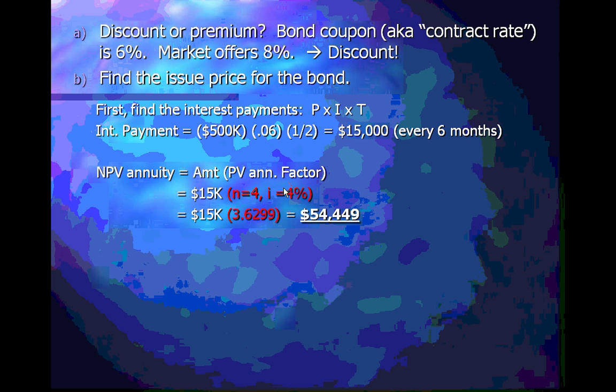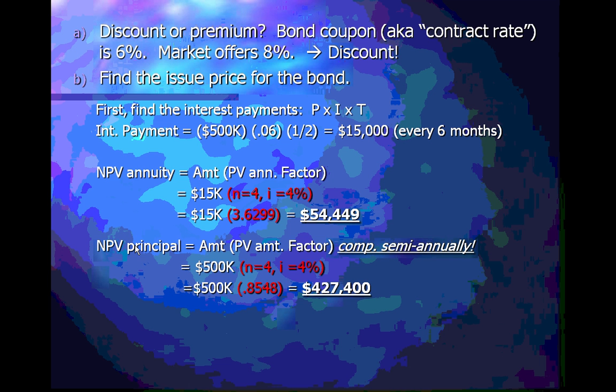You go to Table B3, present value of an annuity, and you come up with this number, 3.6299, multiplied by the $15,000 value of each payment, and you come up with a present value right now of $54,449. That's the value of getting these payments 4 times over the next 2 years. All right. Then you get your principal back. The present value of the principal is the amount of the principal, $500K.